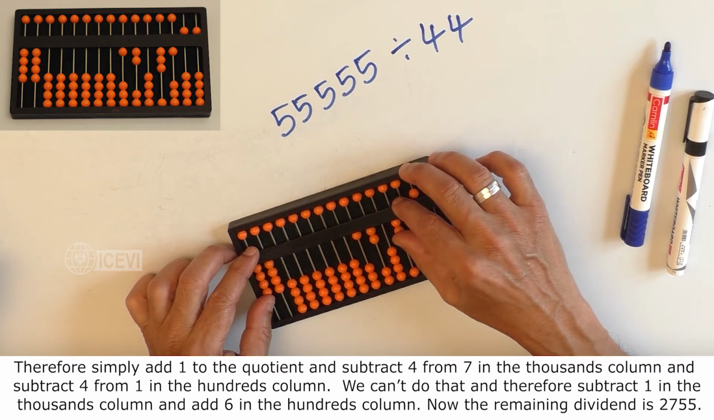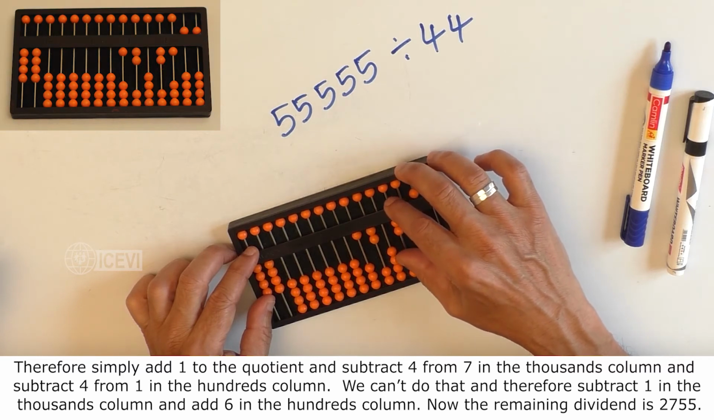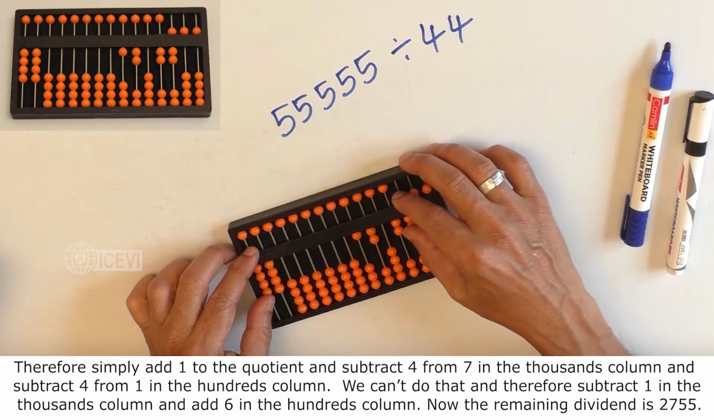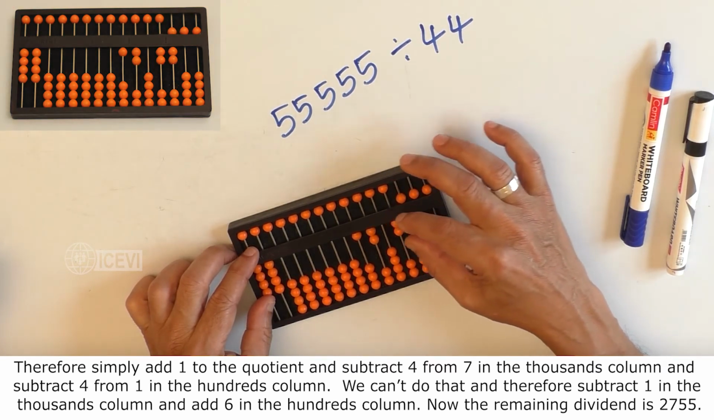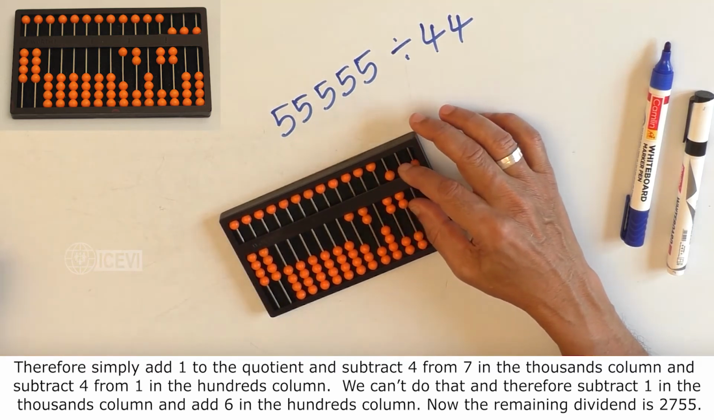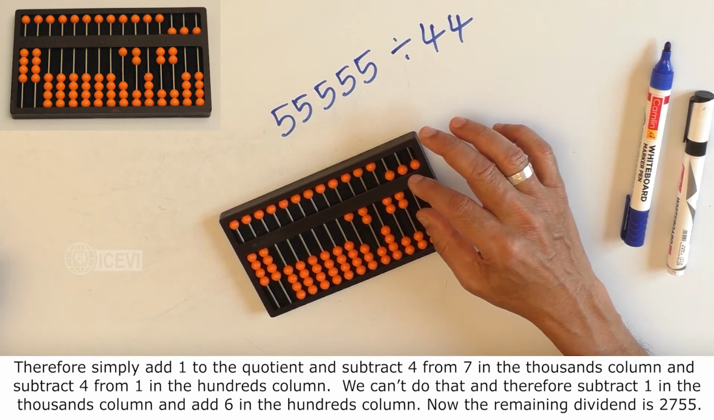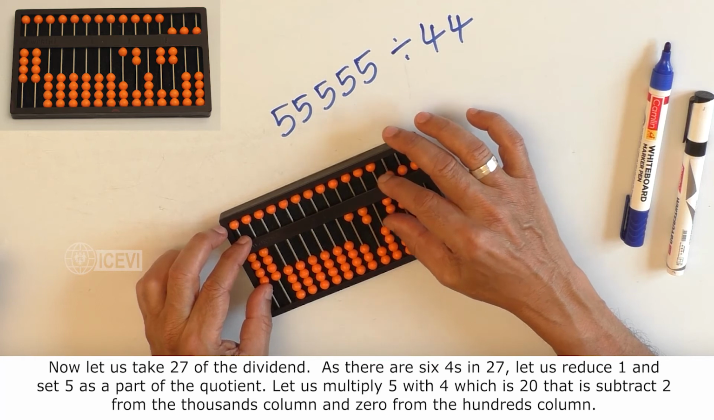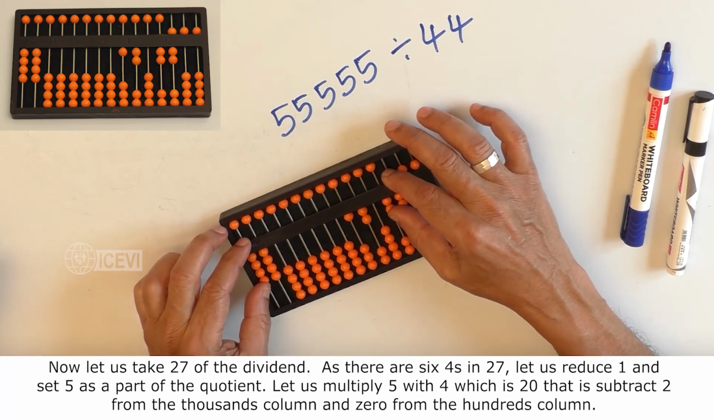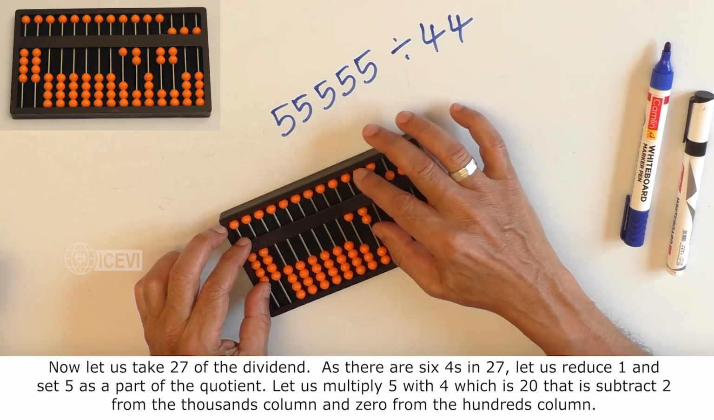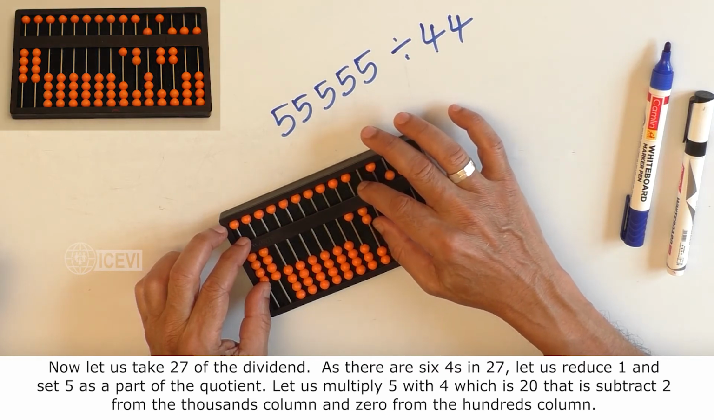So we can't do that and subtract 1 in the thousands column and add 6 in the hundreds column. Now the remaining dividend is 2755. Let us take 27 of the dividend. As there are 6 4s in 27, let us reduce 1 and set 5 as a part of the quotient.